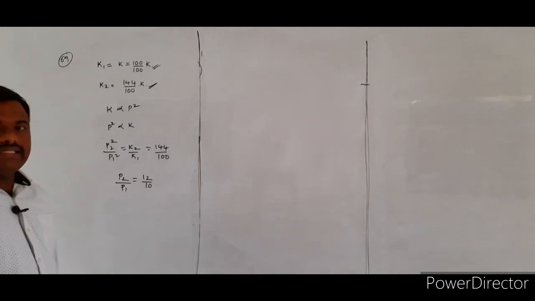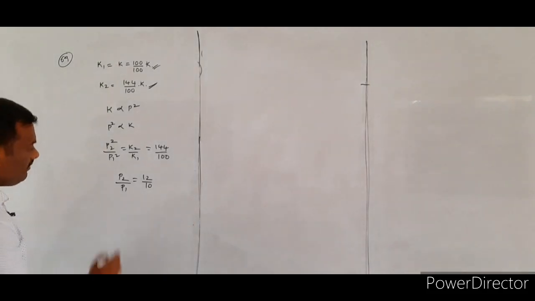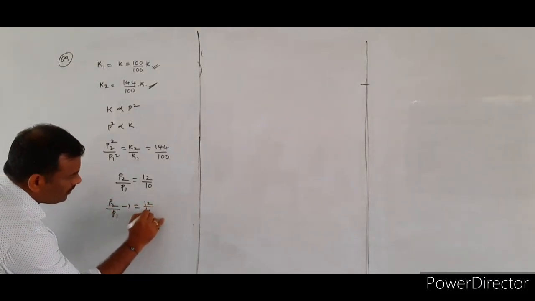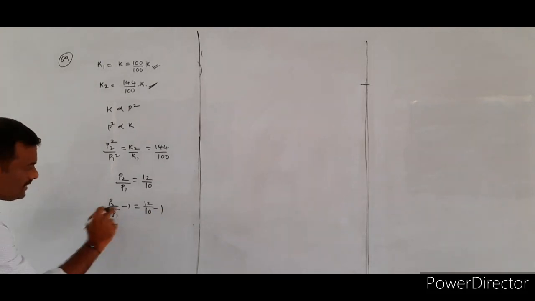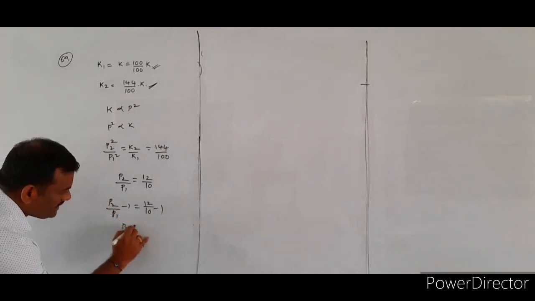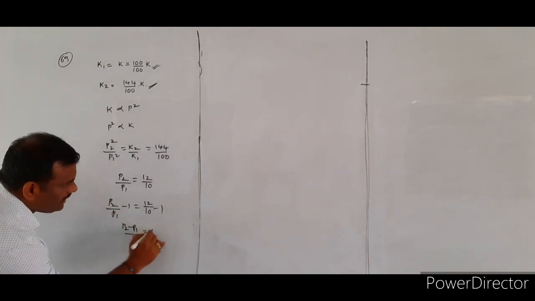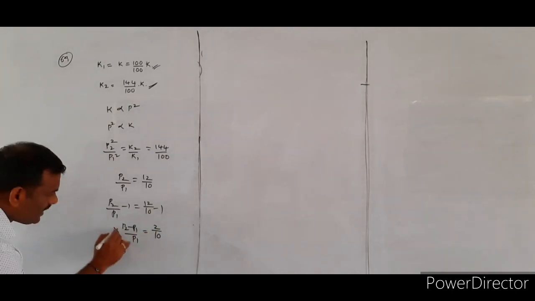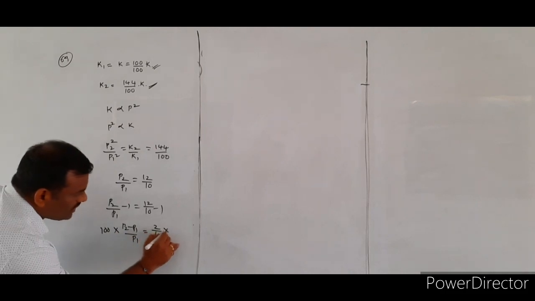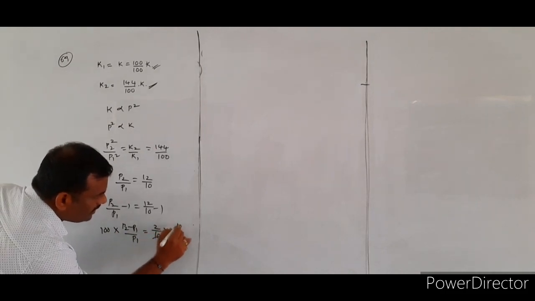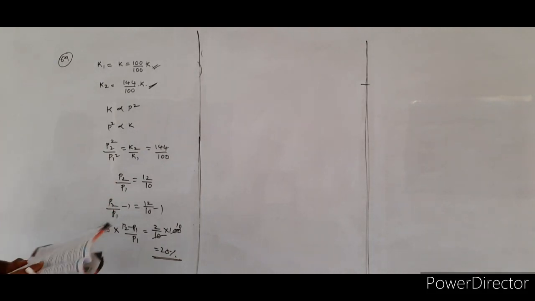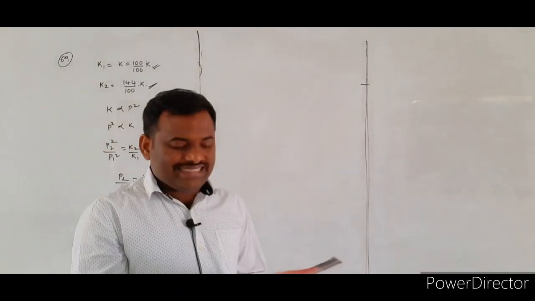But I want to calculate the percentage change in momentum. For that, simply you subtract 1 on both sides. 12 by 10 minus 1. So this becomes (P2 minus P1) by P1. That value is equal to 2 by 10. You need the percentage. That's why multiply with 100 on both sides. So 10 tens, that value is equal to 20%. Like that we have to solve problem number 69.